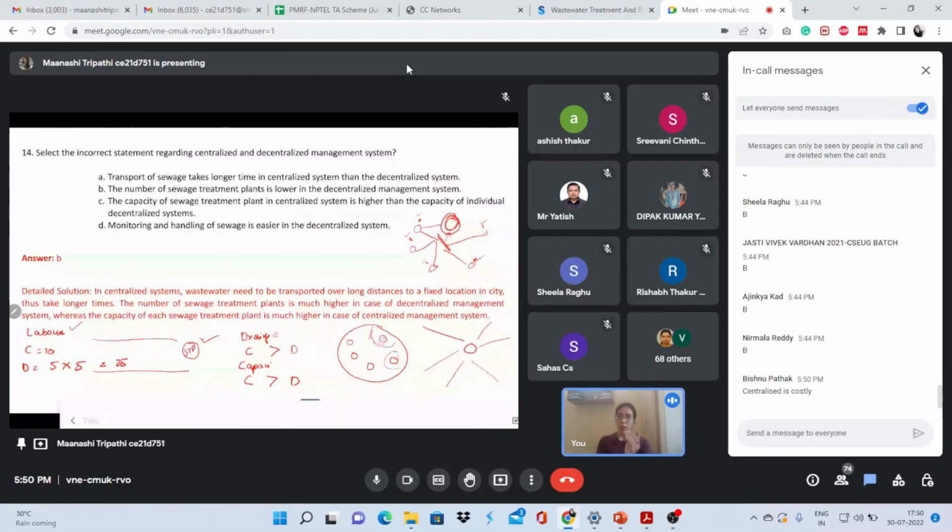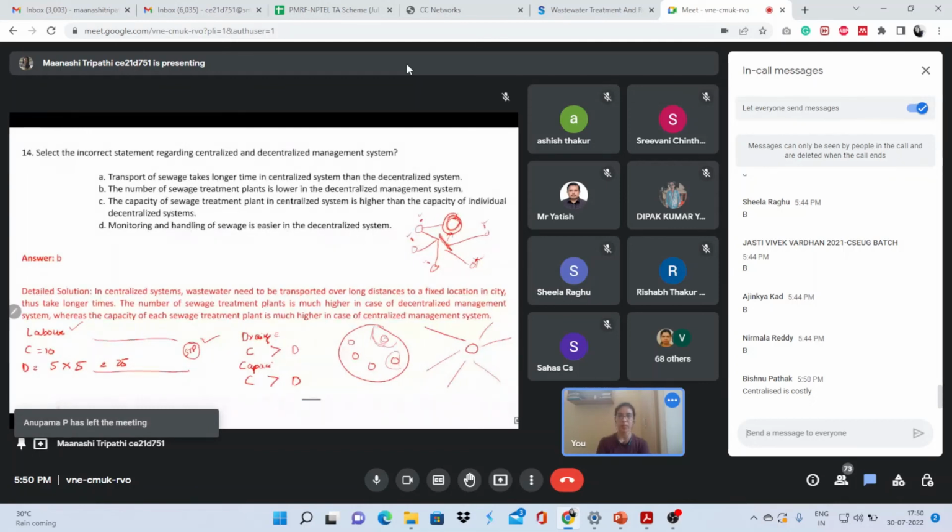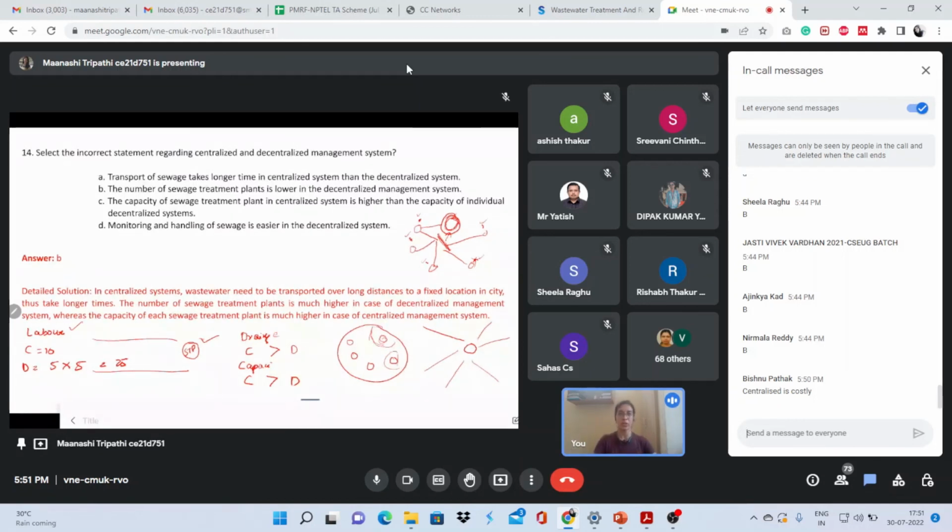So overall, sometimes centralized is costly, sometimes decentralized is costly. When you go to any small area, then centralized will be good. It depends upon the population also. If the population is less, then decentralized will be very costly, but centralized will be good. In villages, you cannot make different decentralized treatment plants, but in a big city you can. So population is also a factor.